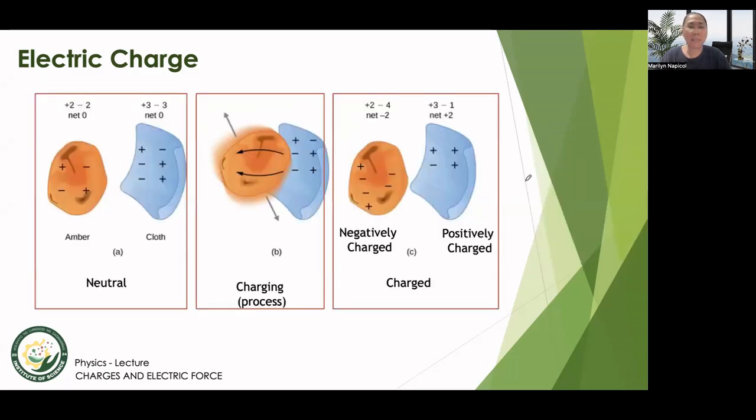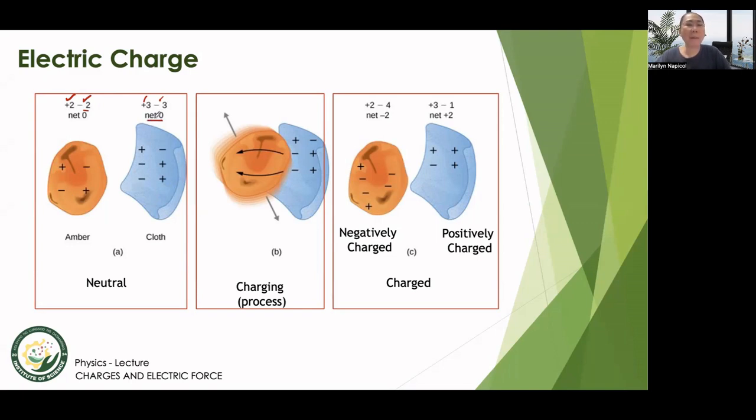Now, this is what happens in the charging stage. For instance, you have your amber and you have cloth. Kung parehas silang in neutral state, pag sinabi nating neutral state, ang ibig sabihin nun, parehas yung number ng positive charge at saka ng negative charge. So for instance, in this case, yung amber meron siyang positive 2, and sa negative charges naman meron siyang negative 2. Now, sa cloth, if this is neutral, we can say na, for instance, you have positive 3 and negative 3. So pag inadd nyo to, ang magiging value niya ay 0. Parang sa algebra lang.